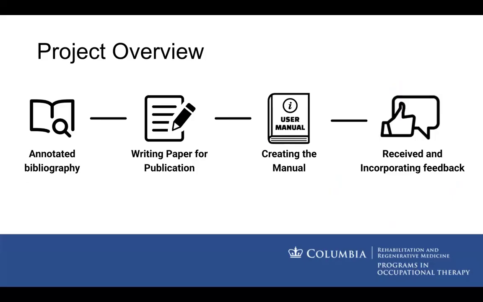Okay, so my project overview. This image chart details the actual process of my project and the development of the manual. I completed an annotated bibliography review for those three essential cognitive domains that are typically impacted after an acquired brain injury: prospective memory, attention, and executive functioning. That helped inform how we developed and organized the manual.